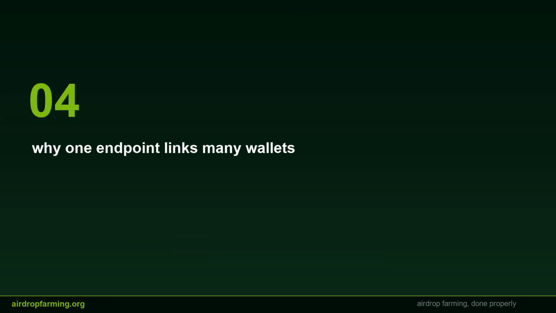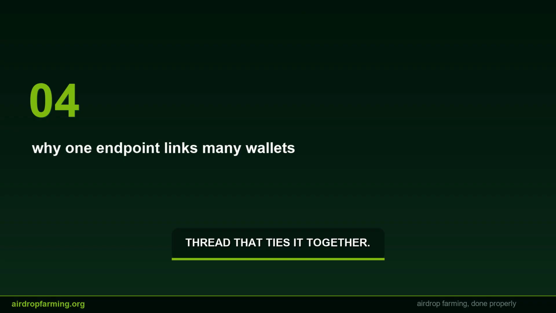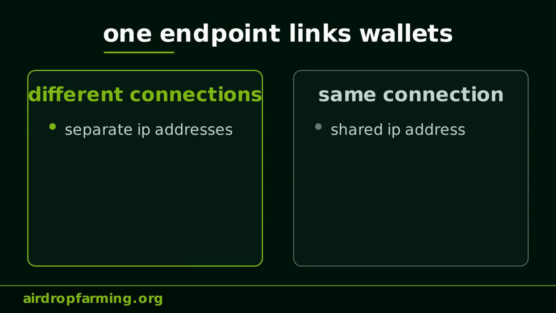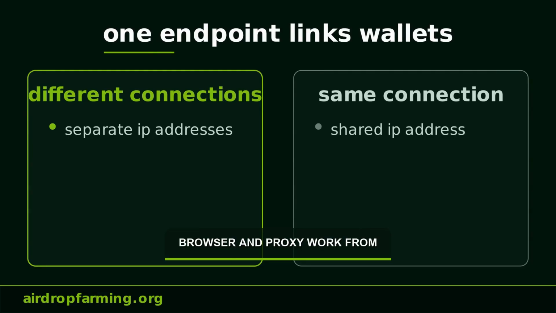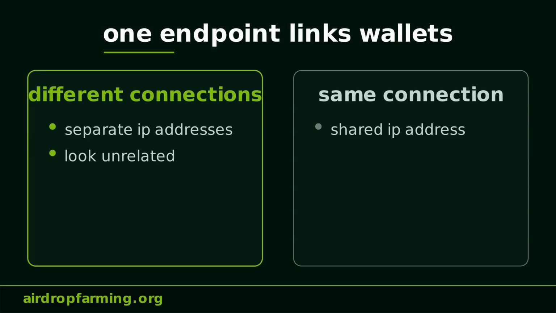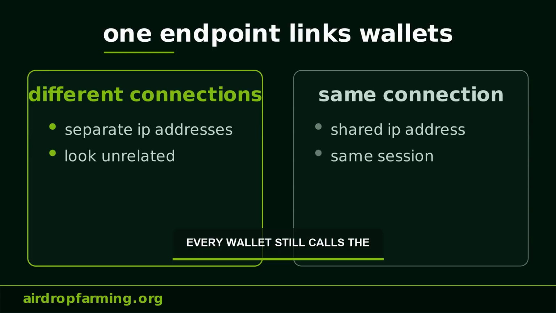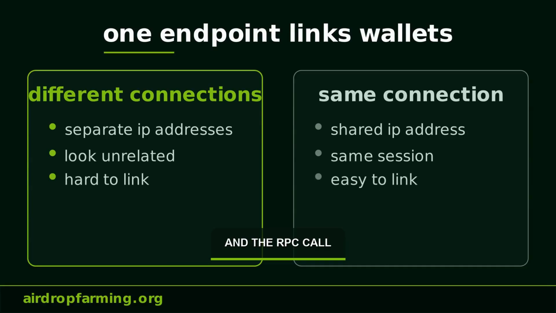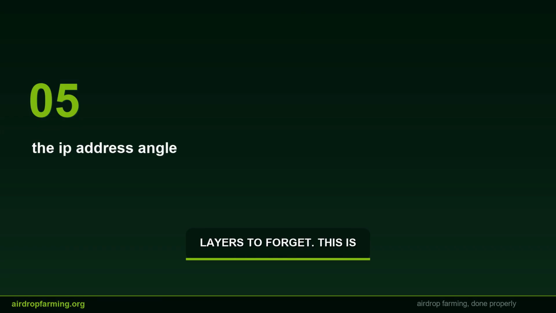The IP address angle. The IP address is the thread that ties it together. Two wallets querying from two different countries look like two different people to a provider. Two wallets querying from one address, one after another, look like one operator. This is exactly why the browser and proxy work from earlier videos matters here too. Isolating the browser while every wallet still calls the same node from the same raw connection leaves the network origin fully exposed. The layers have to be consistent, and the RPC call is one of the easiest layers to forget.